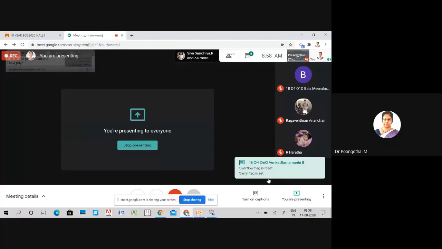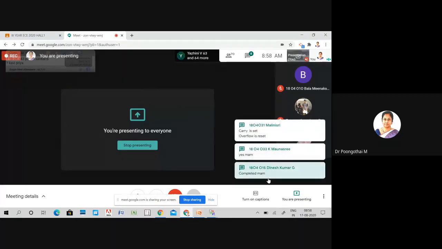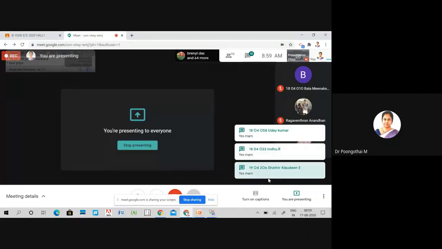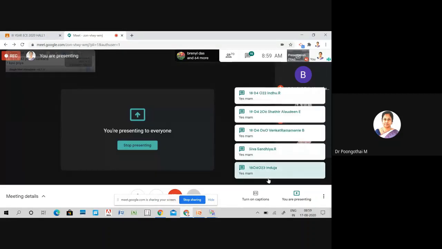Overflow flag is reset, carry is set. Very good. Have all of you completed? Students, please work out. Otherwise, it is very difficult to follow your flag concepts. Completed? Okay, very good. Dinesh Kumar, I want a quick response, please. Have all of you got the same answer? Okay, very good.